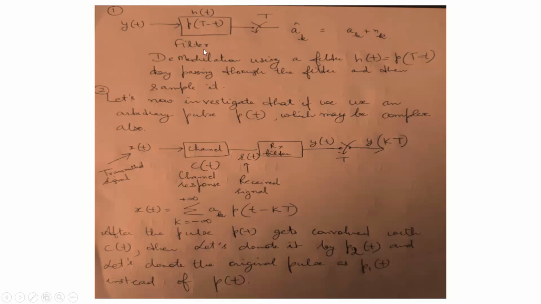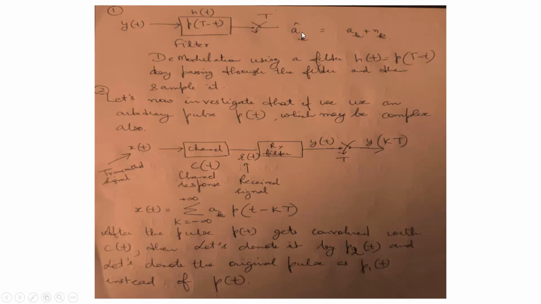So we also have learned that if we pass this received signal through a filter with response P of capital T minus t, so this impulse response is matched to the pulse in this fashion. I will explain this when we proceed further. So if we pass this received signal through a filter of this impulse response, and we sample the signal after every capital T seconds, then we get an estimate of a_k.